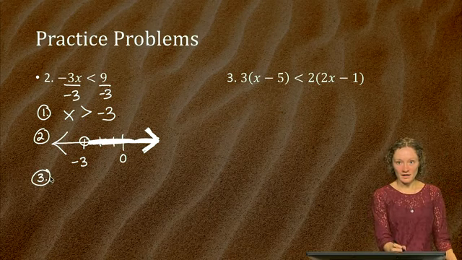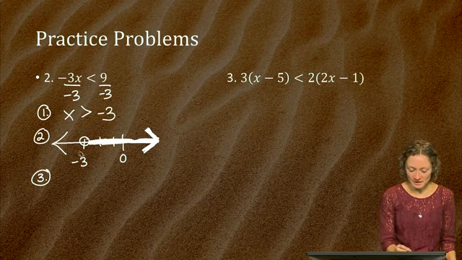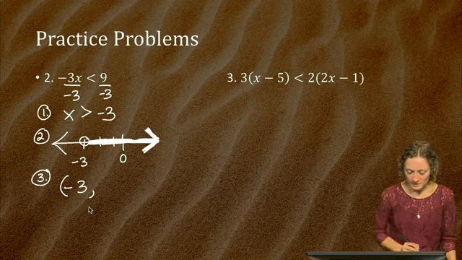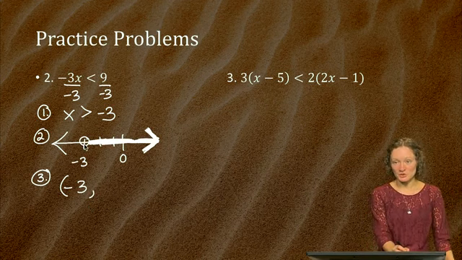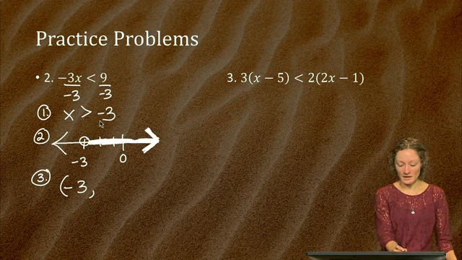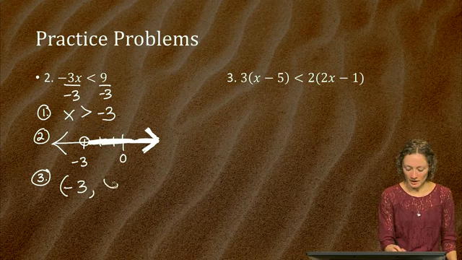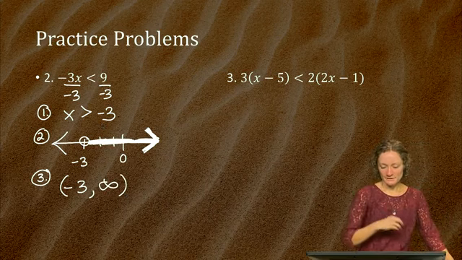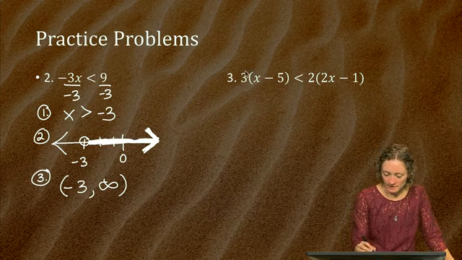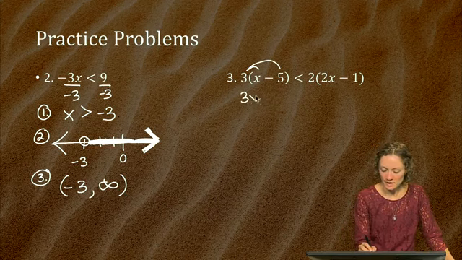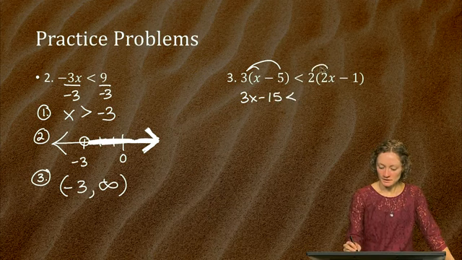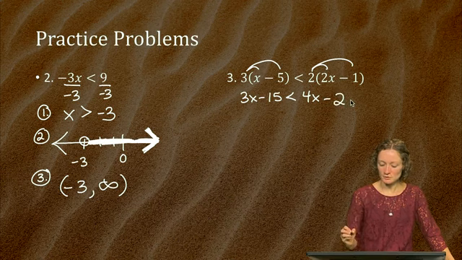Okay, and then interval notation. Translate this from left to right. The first place we see a solution is negative 3. Parentheses because it's open circle, because this number would not make it a true statement, all the way to infinity. All three. And then number 3, distribute 3x minus 15. Distribute the 2, 4x minus 2.